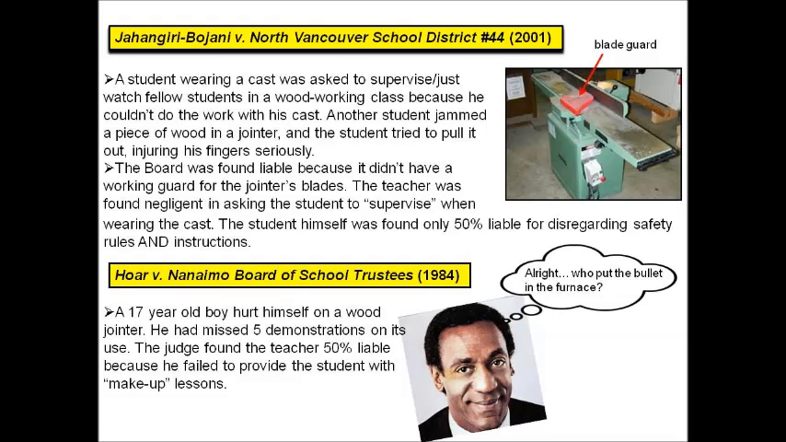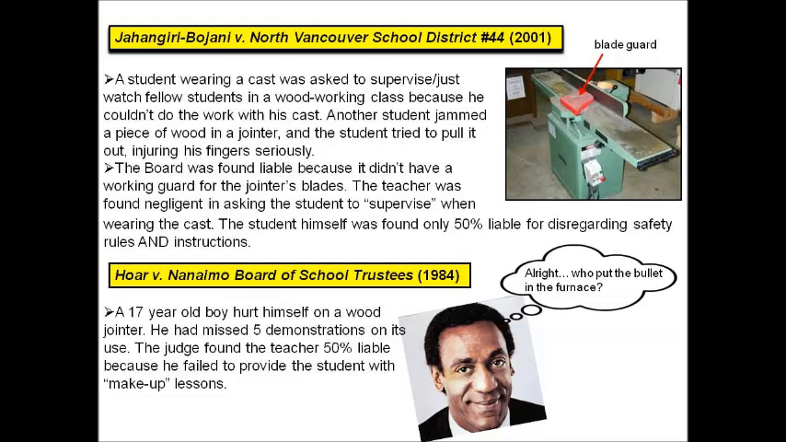The demonstrations had happened 5 times in class. The kid was snuck through. It makes me wonder, right? Did the shop teacher not realize that the student had missed all the demonstrations?